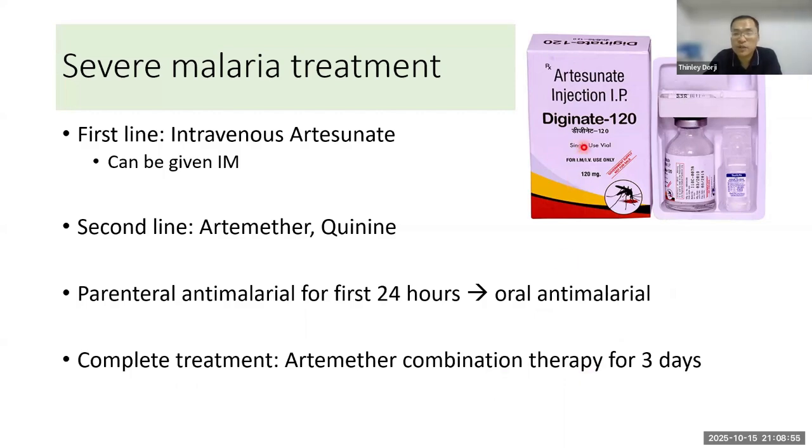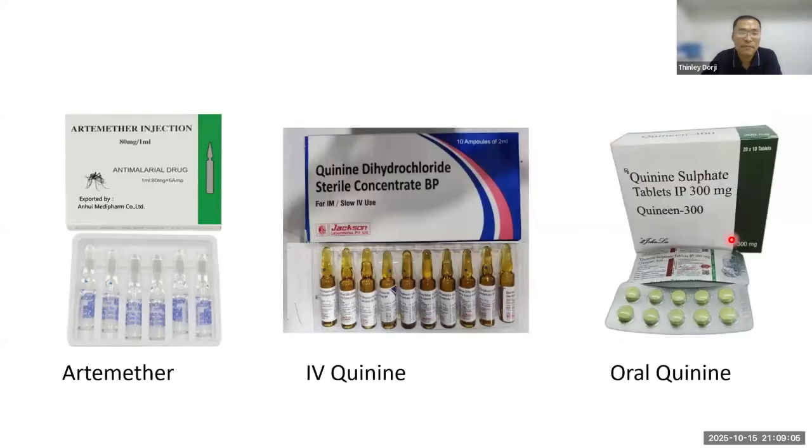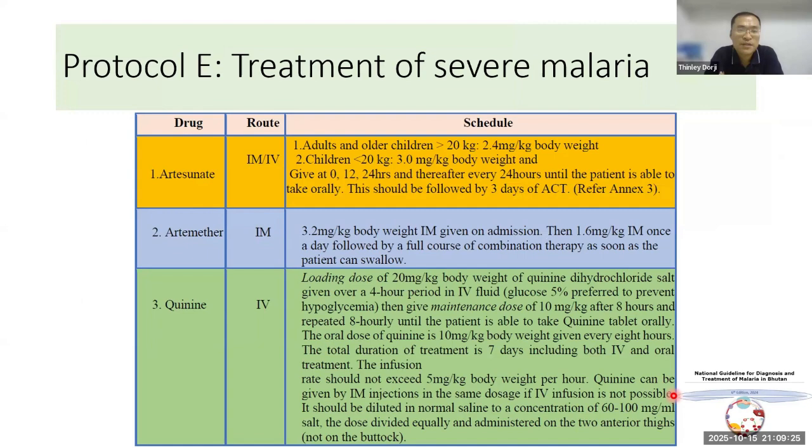Here, IV artesunate comes with its own special liquid, the solution to dissolve it. We'll come to this in the subsequent slide. So the second-line agents are here: artemether, IV quinine, and oral quinine. The protocol E of the guideline tells you that the drug of choice, the first line of treatment for severe malaria, is IV or IM artesunate.